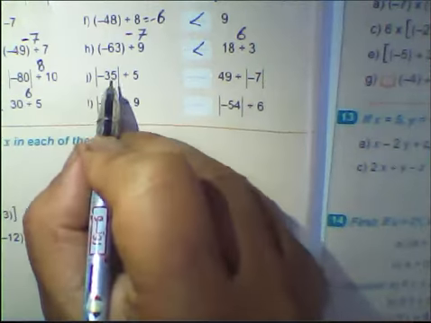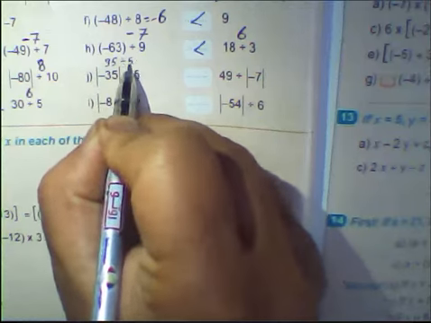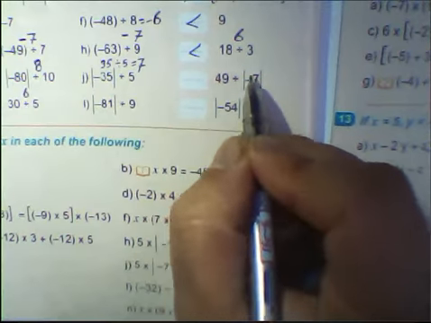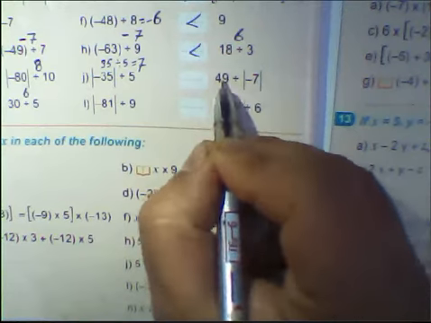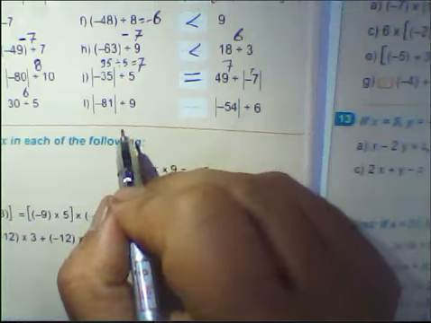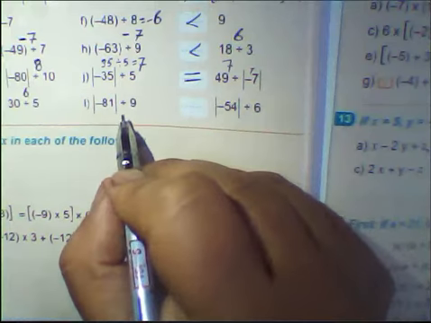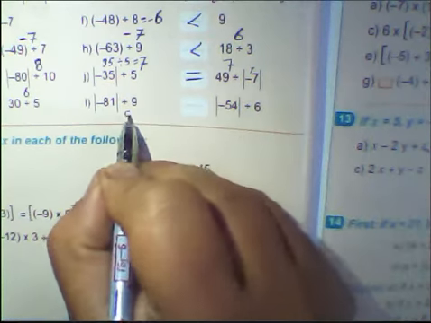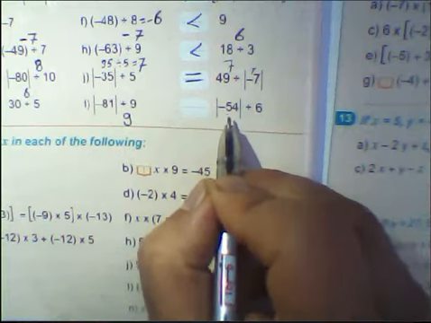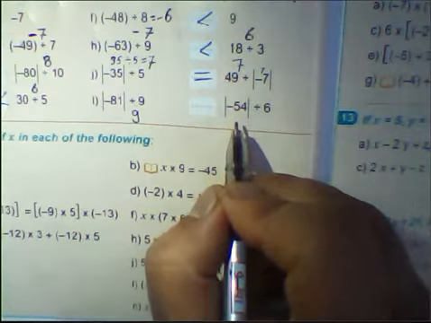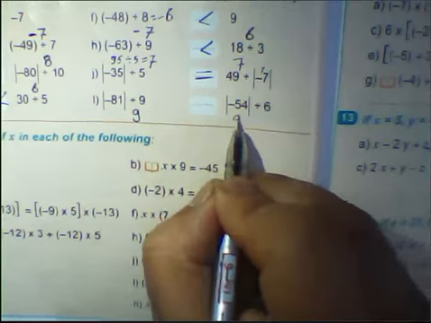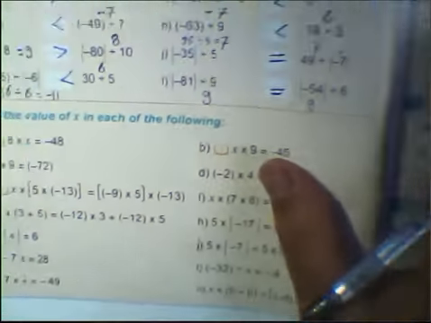The absolute value of negative 35 equals 35, divided by 5 equals 7. 49 divided by negative 7 is the absolute value, so the result will be 7. 49 divided by 7 equals 7, so we must write equal to. The absolute value of negative 81 divided by 9 equals 81 divided by 9 equals 9. Negative 54 will be 54 because we find the result in absolute value. The absolute value of negative 54 equals 54. 54 divided by 6 equals 9. So we must write equal to.